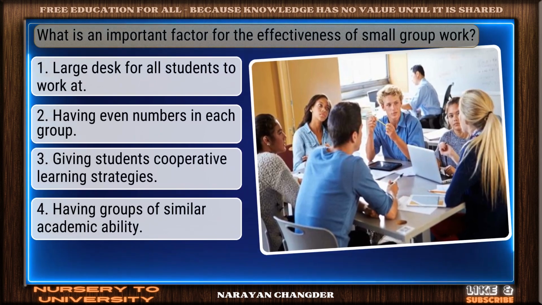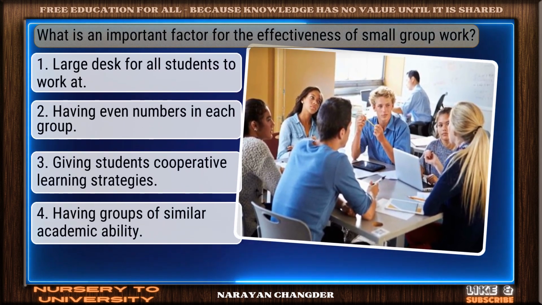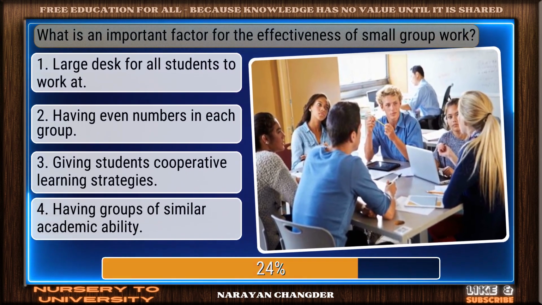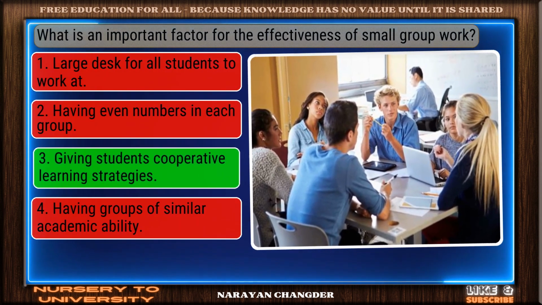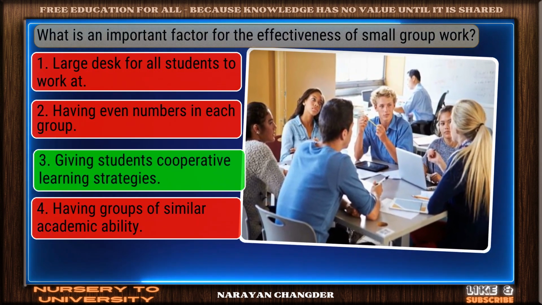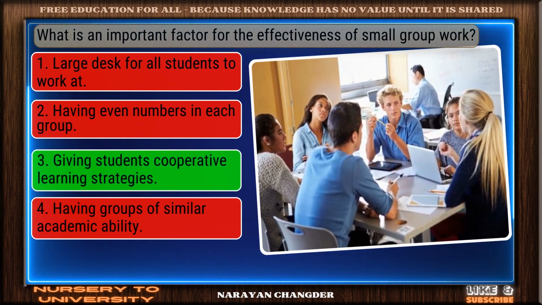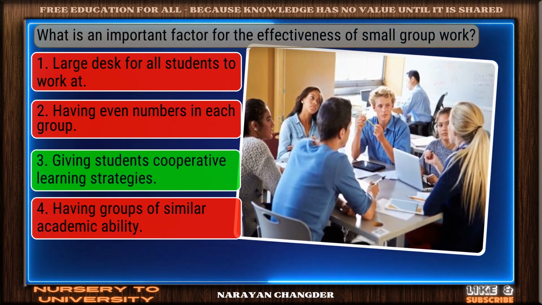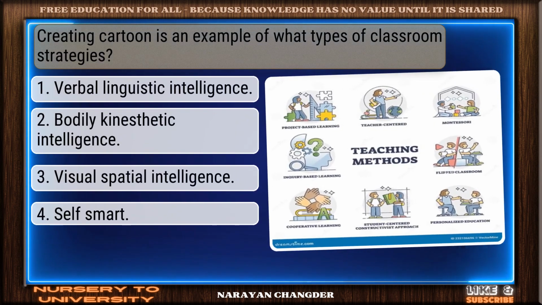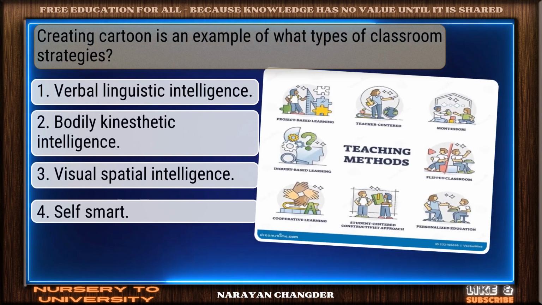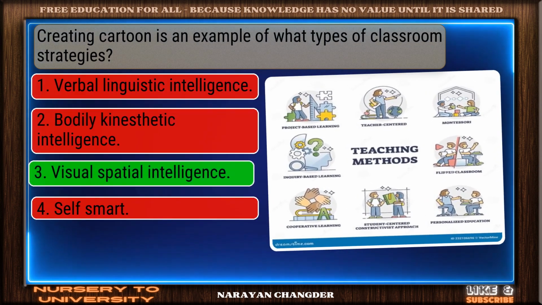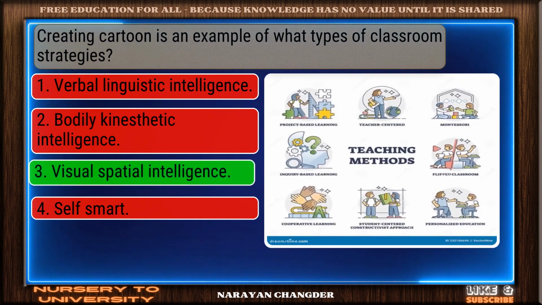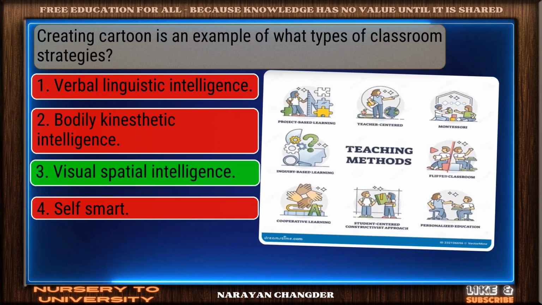What is an important factor for the effectiveness of small group work? You're right. Giving students cooperative learning strategies is the correct answer. Creating cartoon is an example of what types of classroom strategies? Excellent. Visual spatial intelligence is a brilliant choice.